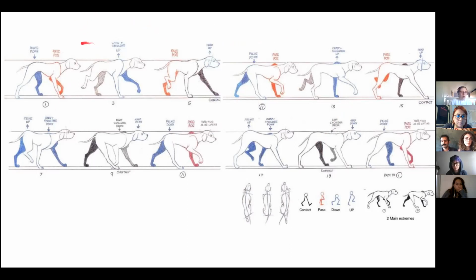So usually with a walk, you have to look at the pelvis and the chest, so like the hips and the chest area.